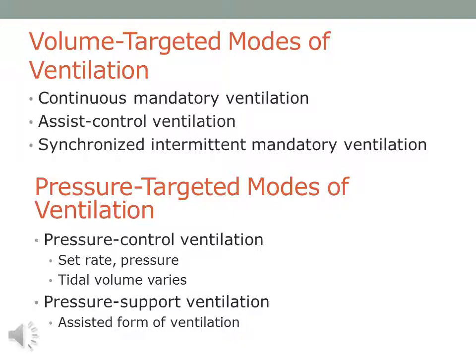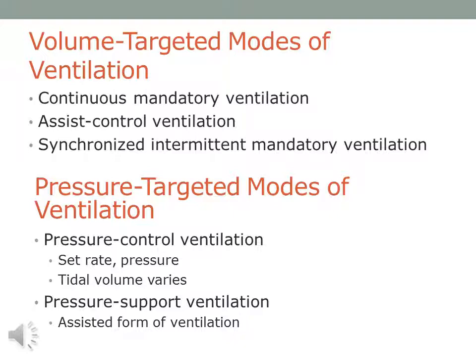So pressure controlled is very similar to your assist control, except for instead of setting the volume, you're setting the pressure. So when the patient breathes, the ventilator is going to assist, just like it did with assist control. But rather than giving a specific volume of air, it's actually going to give enough air till it reaches a certain pressure, and then it's going to stop.